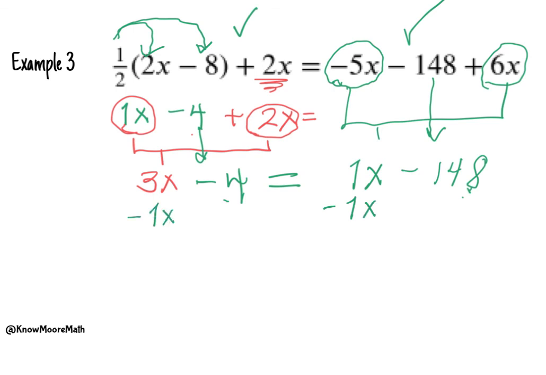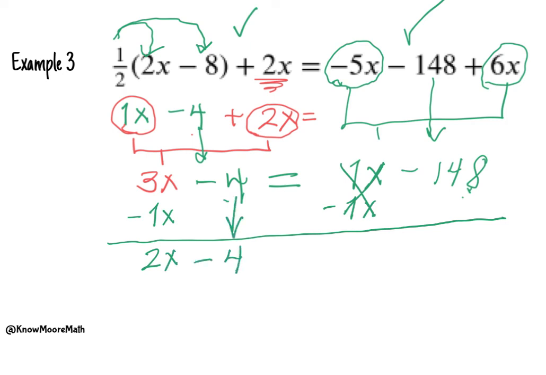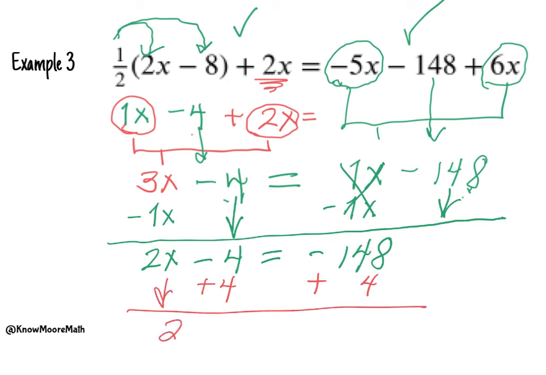And if you subtracted 3x from both sides, you're still correct. You're not wrong. You'll just end up having a difference in signs. So 3 minus 1, that's going to give me 2x. Bring down that 4. That eliminates. Bring down that negative 148. Now I'm going to add 4 to both sides. Bring down that 2x. That cancels. Equals negative 144.